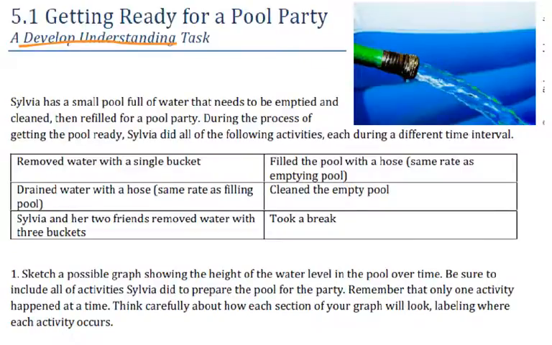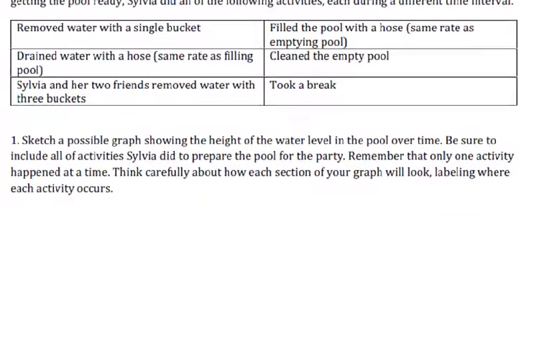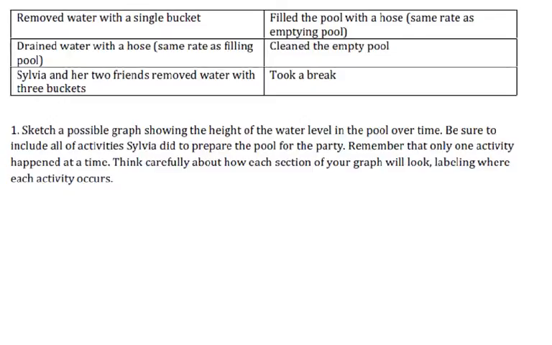Sylvia has a small pool full of water that needs to be emptied and cleaned, then refilled for a pool party. During the process of getting the pool ready, Sylvia did all of the following activities, each during a different time interval. So we've got these 6 activities, right? Removed water with a single bucket, drained water with a hose, her and 2 friends removed with 3 buckets, filled the pool with a hose, cleaned the empty pool, took a break.